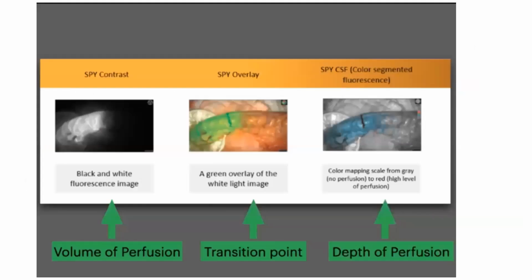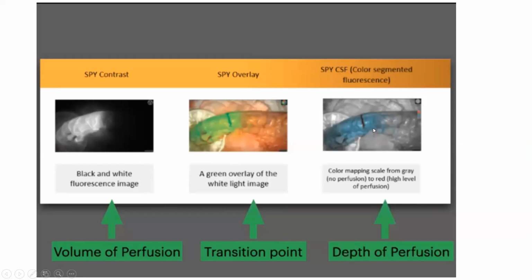The contrast or black and white image, which you are seeing in the first image, is the black and white fluorescence image that gives you an idea about the volume of perfusion. What is the percentage of blood flowing through the arteries? You can see the arteries have a lot of fluorescence, and tissue has less, because in arteries the concentration of the dye is more, so they are more illuminated. In the middle picture, that is the overlay, there is a green overlay of the white image, and that can give you the transition point where exactly the perfusion has stopped, or where exactly the perfusion is reaching.